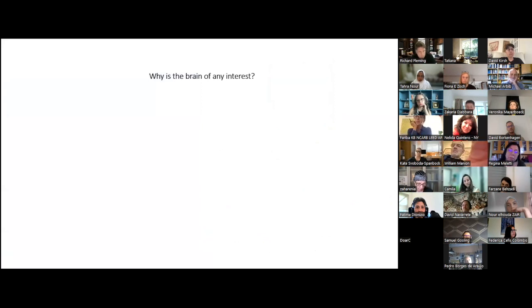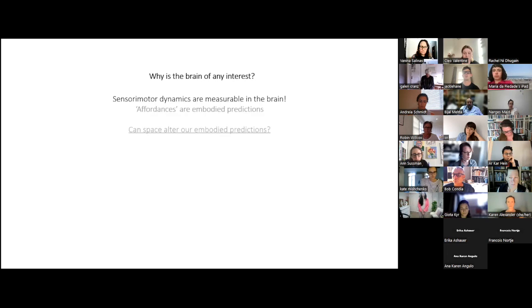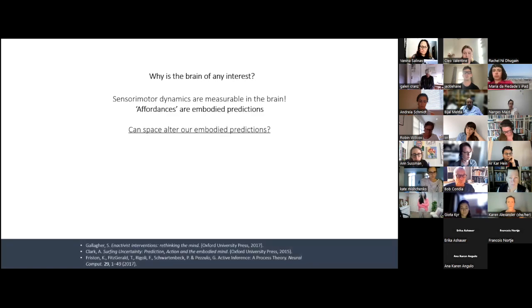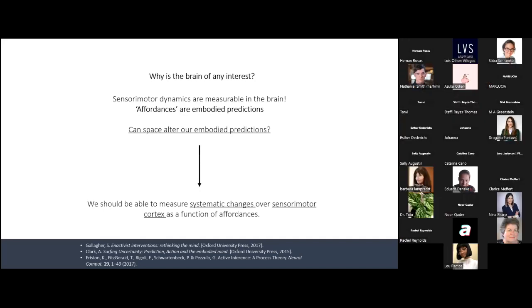And again, I'm coming back to why is the brain of any interest? Well, the sensory and motor neurons all culminate in the brain, and this is exactly what we're talking about. The sensory motor dynamics are exactly what the brain should reflect, but this is what we hypothesize, and so this should be measurable in the brain. And as I said, affordances are embodied predictions, and I asked the simple question, can space alter our embodied predictions? The hypothesis was quite straightforward. We should be able to measure systematic changes over the sensory motor cortex as a function of affordances.